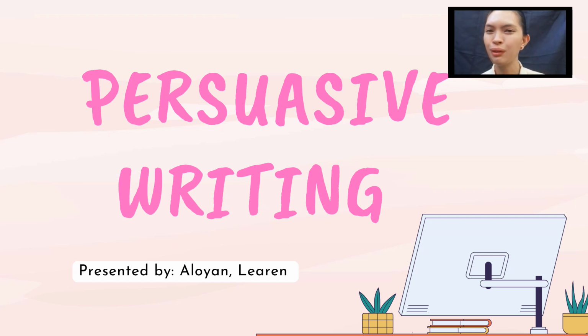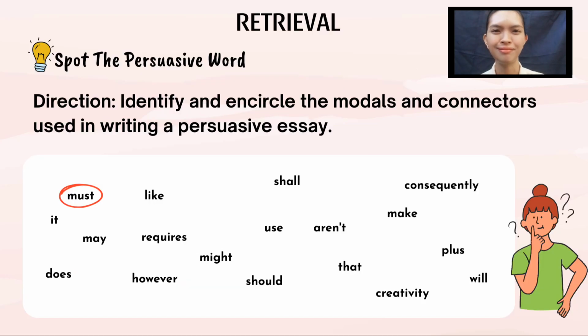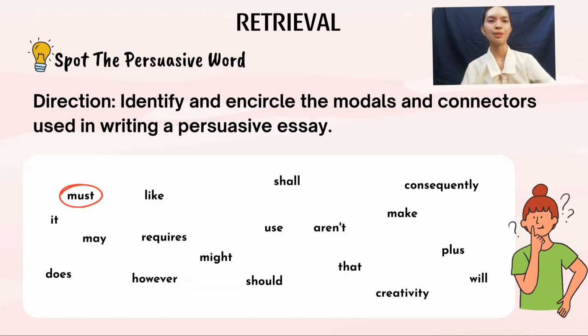So let us go through each level one by one and see how our persuasive writing topic can fit in these activities. Okay, so first we have level 1, which is retrieval. At this level, the focus is on recalling and recognizing information that students have already been taught. Retrieval tasks ask learners to bring out facts, terms, or details from memory.